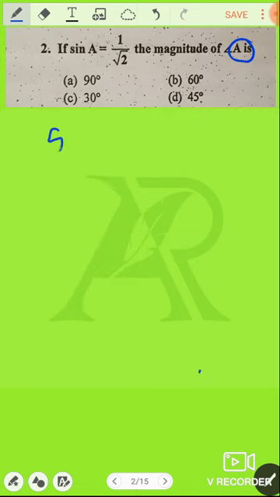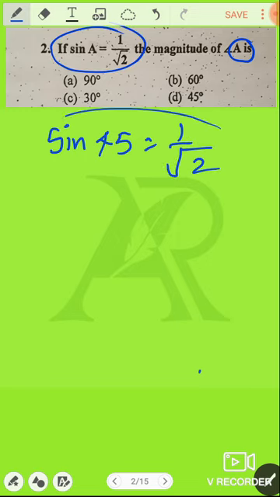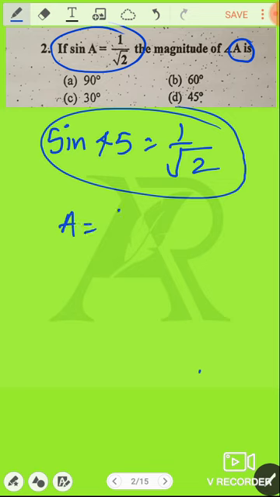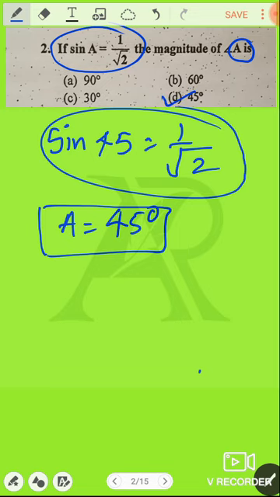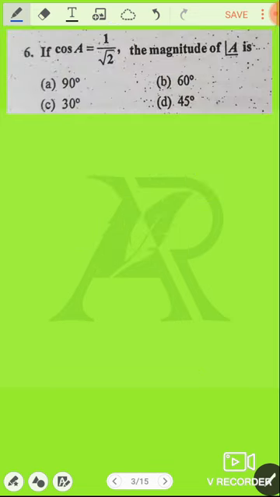We know that sin 45 degree is equal to 1 by root 2. By comparing sin A equals 1 by root 2 and sin 45 degree equals 1 by root 2, we can easily say that angle A should be equal to 45 degree. Therefore, option D is the correct answer. Let us see the next question.